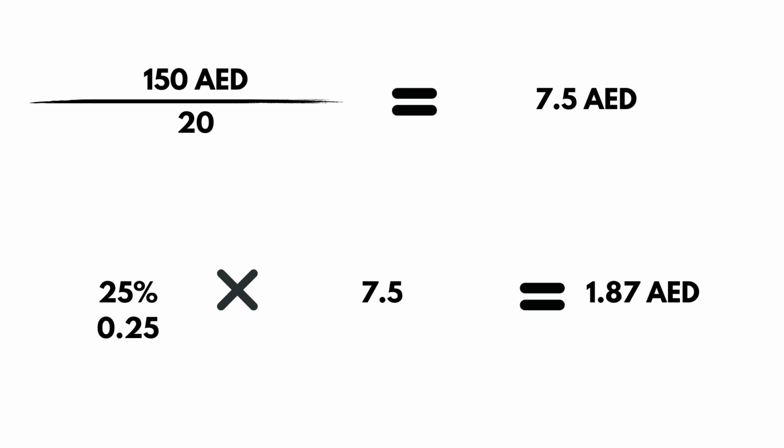Because it's a percentage, we need to use it as if it's a 0.25. If it was 50%, then it would be 0.5. So 0.25, multiply that by our revenue per click, which is 7.5 dirhams, which would equal our maximum bid being 1.87 dirhams. That's the maximum bid that you can spend without going over your target ACOS.